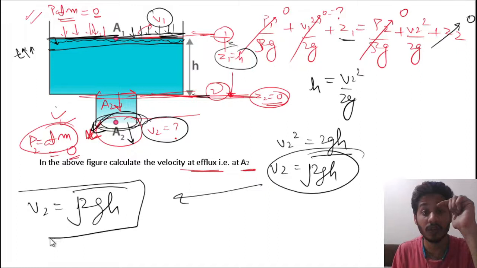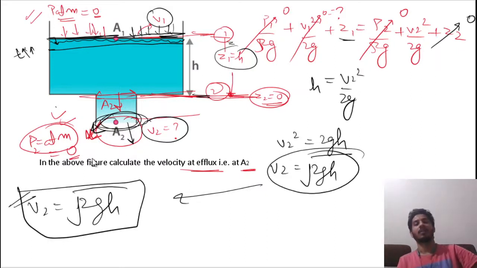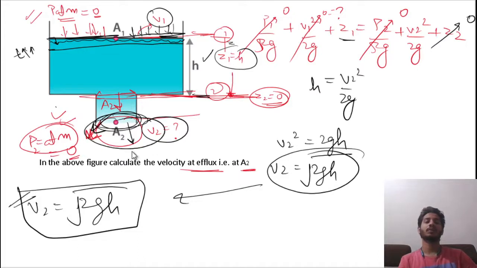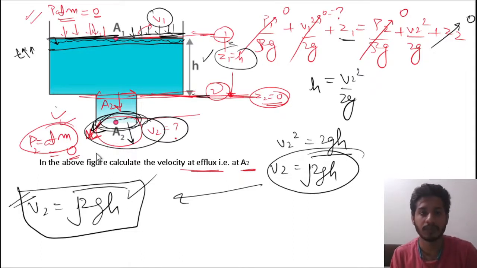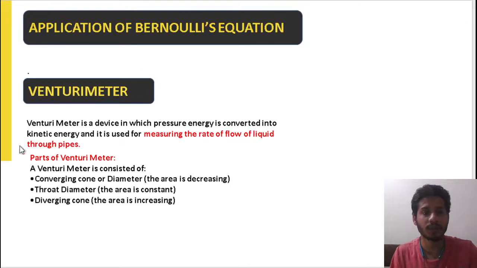In this way, you have to calculate the question. So for a big tank, if you know this height, you can easily calculate this velocity. V2 is root 2gh, where g is the gravity and h is the height. Simple. I hope you understand this. We will be solving previous year questions from this Bernoulli equation in the later part. Before that, we should move toward the application part, the venturimeter.